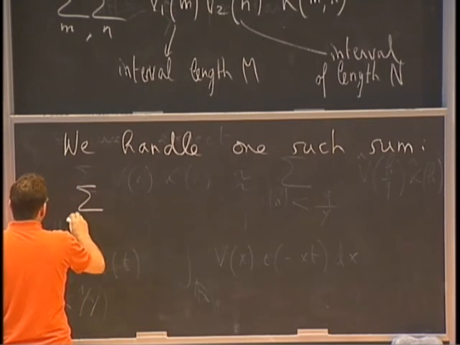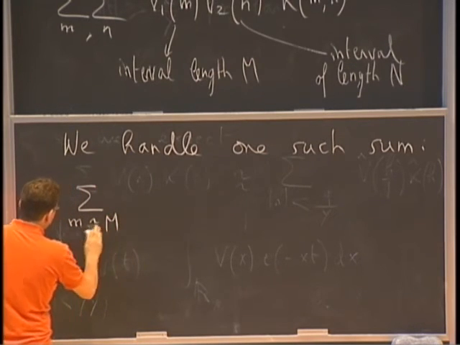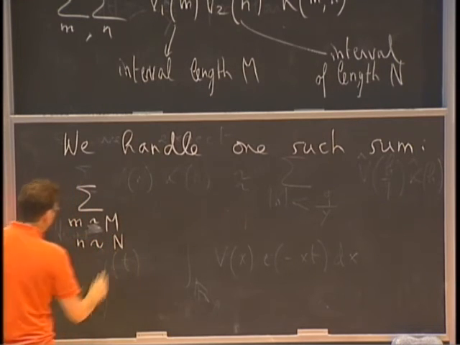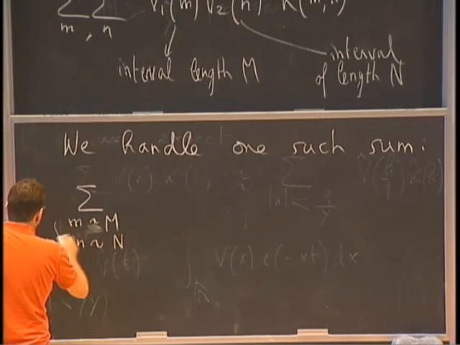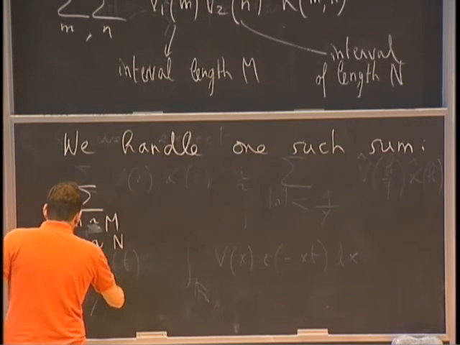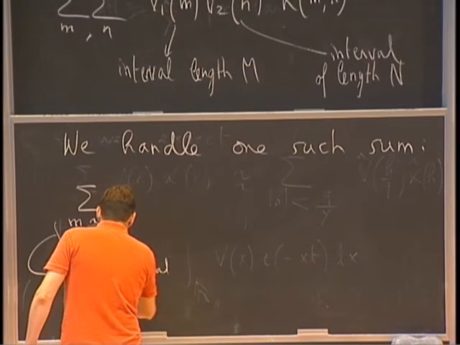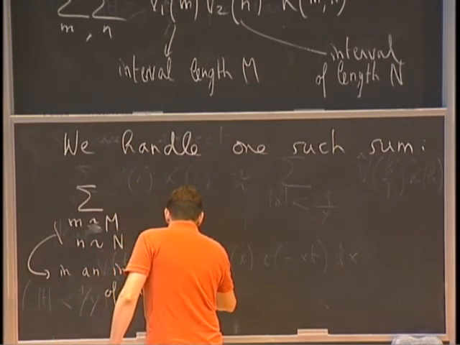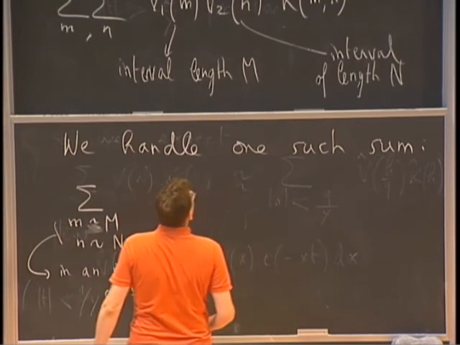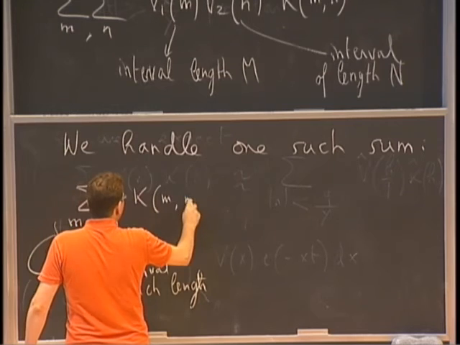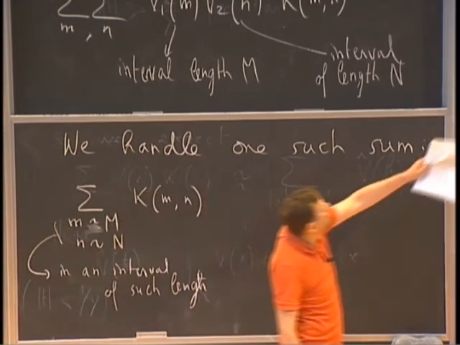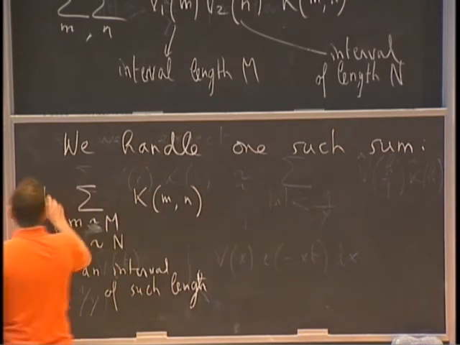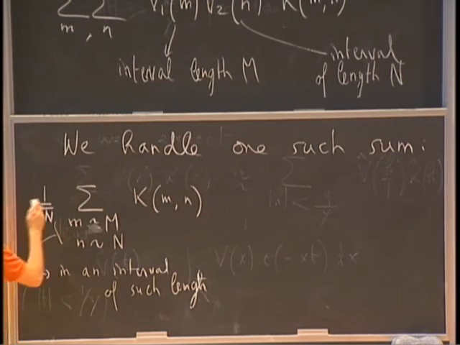We have something like M is of size capital M, N is of size capital N. Well, they're varying over intervals of these lengths. That's what this thing here means. So in an interval of such lengths, we have K of Mn. Okay, and we're going to apply the Poisson summation formula in this heuristic manner. And I'm going to do it with normalization to have this clear idea of what's going on.